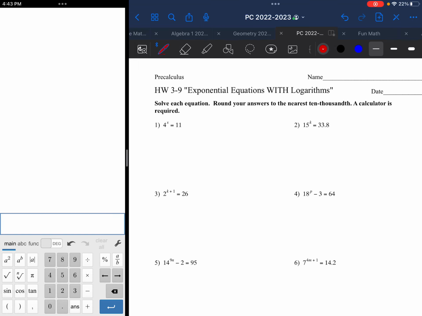We are in Precalculus. We're on homework 3-9. There's the title. Let's jump in.